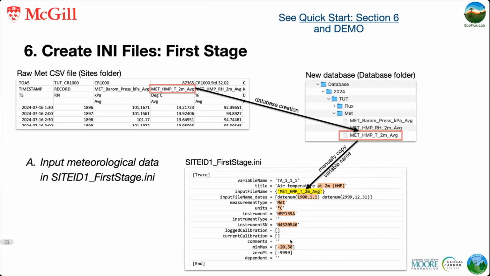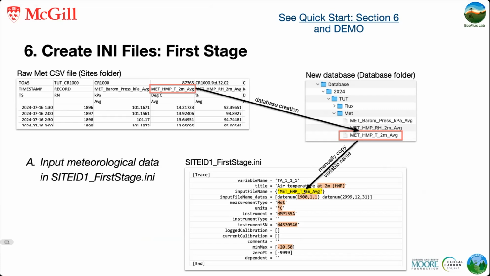This section of the file relates to meteorological variables, and that's where you're going to put your input. You're going to input your metadata variable names. In this case, we're taking our 2-meter temperature measurement that we want to represent our main temperature measurement, and we're inputting the file name here into input file name.